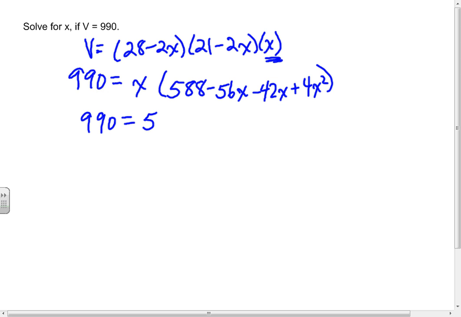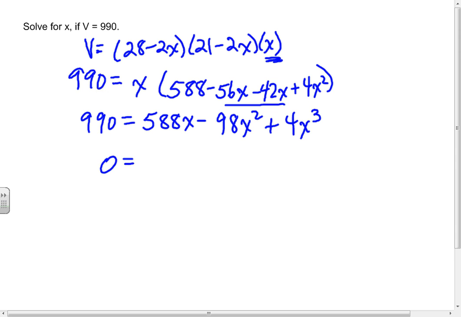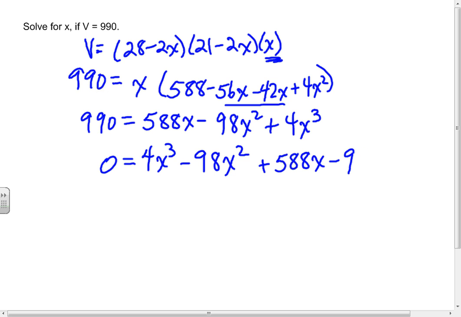990 equals 588x minus, I'm going to put those two together, minus 56 and 42 is 98, minus 98x squared. I just put those guys together, plus 4x cubed, and I've got the 990 on the other side. I'm going to subtract 990 from both sides, and I'm just going to reorder this so it's the cubic like I'm used to seeing it. 4x cubed minus 98x squared plus 588x minus 990. And we want solutions to this problem.